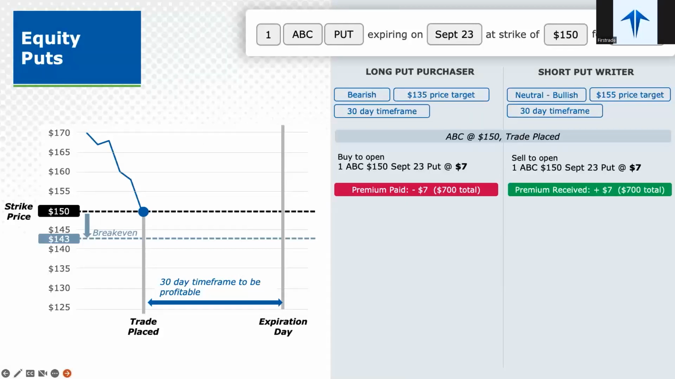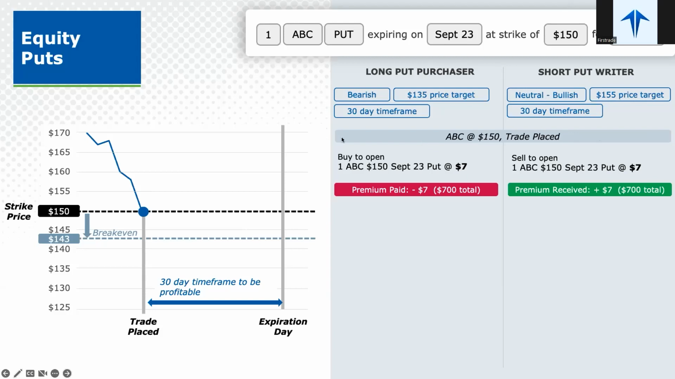The short put writer, they're neutral because remember, they can be profitable as long as ABC is right at 150 or just a penny higher. No matter how high it goes, they're still going to be profitable. So that's considered neutral. And that's why we don't want a sharp directional move right here. They are expecting a slight directional move to the upside of $5, but are willing to accept a $7 premium, and they have a 30-day time frame.